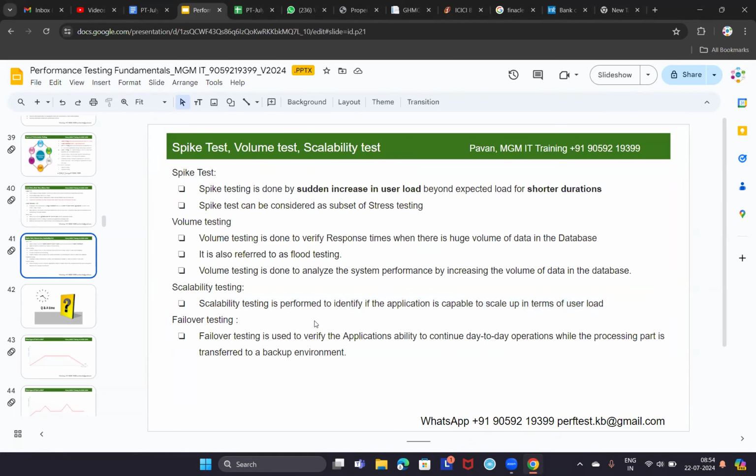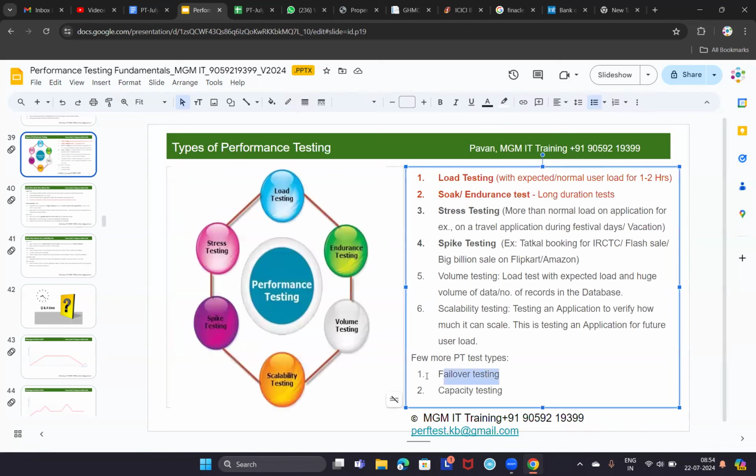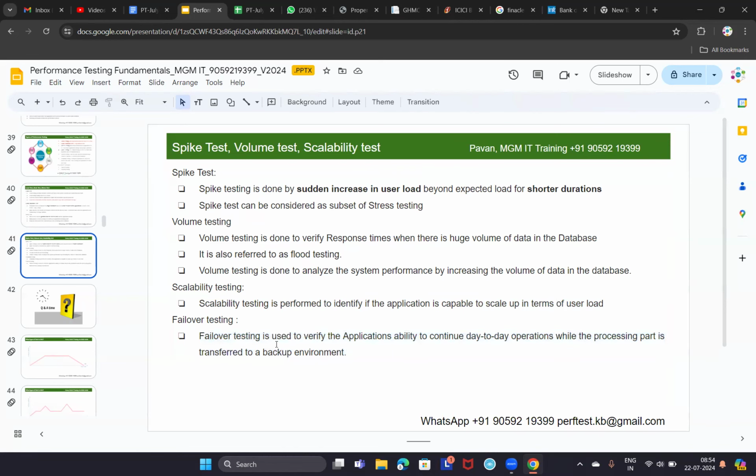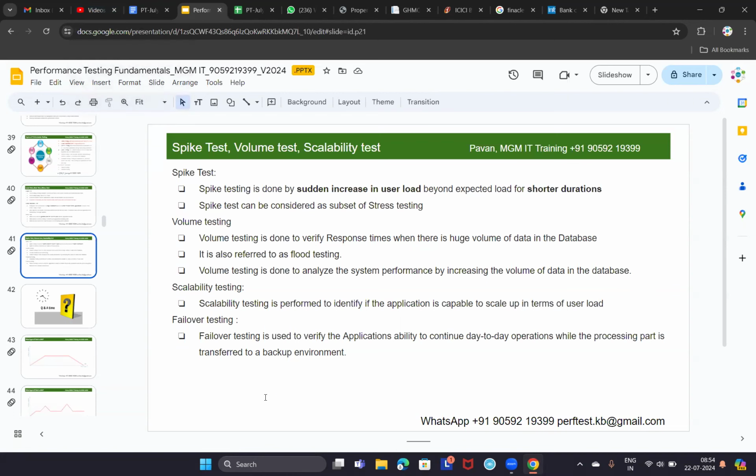That is scalability testing. And the last type of testing is failover testing. Failover testing is used to verify the application's ability to continue day-to-day operations while the processing part is transferred to a backup environment. This also we discussed in detail in the last session. I gave a real life example about failover testing. So please go through the previous session, Friday's session, if you missed it.